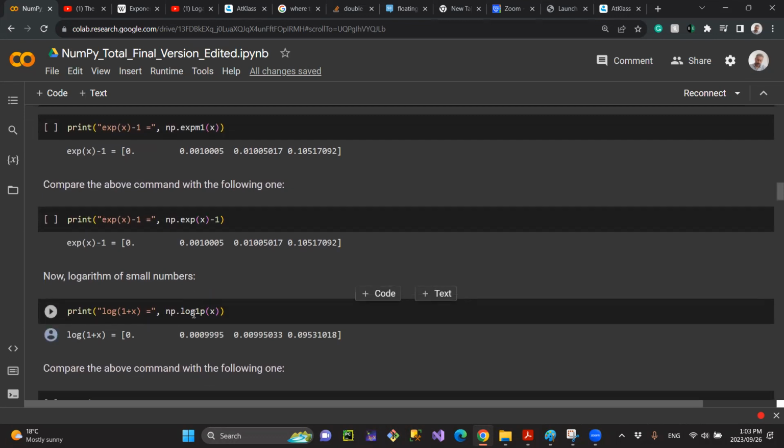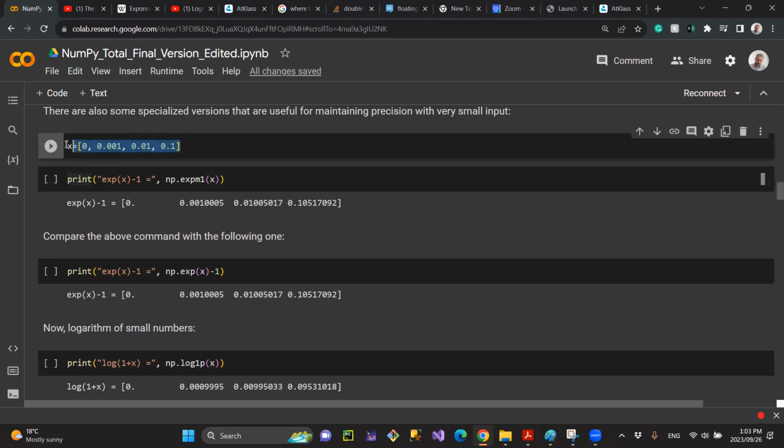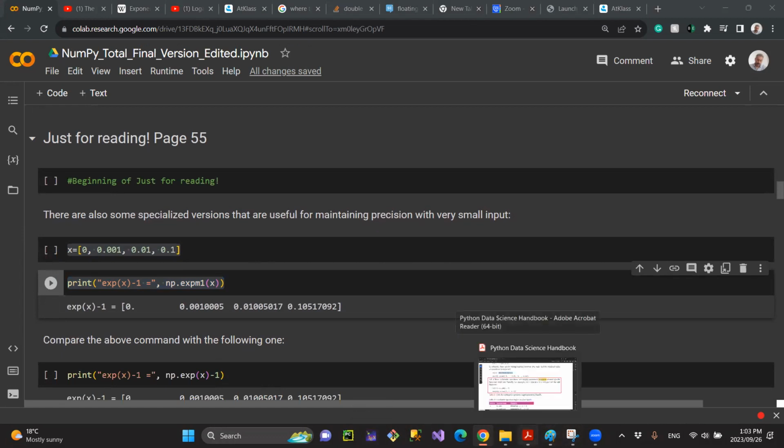Almost 3 years ago, they doubled the precision. So if you check the answer in the book, it's different from our answer. I want you to please use x equal to these numbers, and then calculate expm1 and calculate exp normal without m1, without considering small numbers, and see if the answers are equal or not. Whenever you are done, please give me a signal. Done.